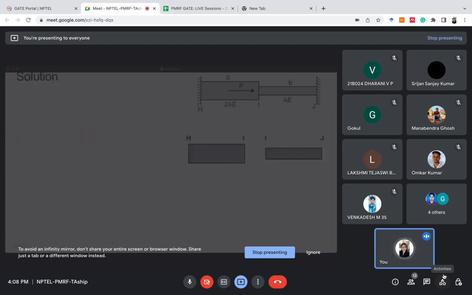In our problem, it is given that the temperature of bar IJ is increased by delta T. When the temperature is increased, it will undergo some deformation. At the same time, it is given that the external load P is applied such that the force in the bar HI is 0. This also implies that the deformation of the bar HI is 0. This can only be possible if the deformation due to the external load P balances the deformation in the bar IJ due to the increase in temperature.